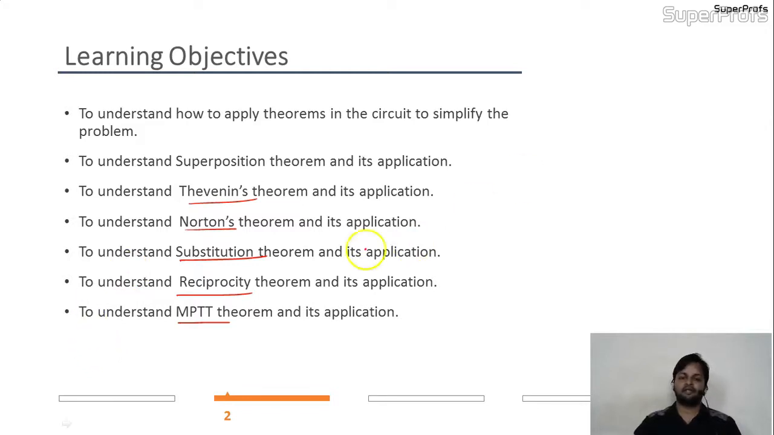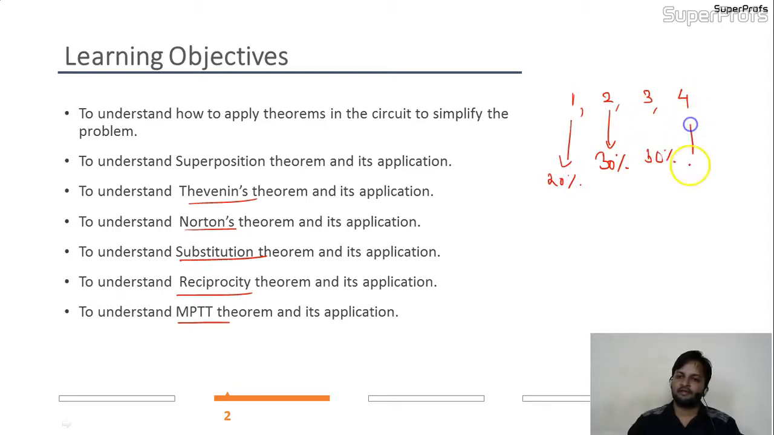We have a total of 4 units, 1, 2, 3 and 4. As far as GATE is concerned, the weightage of this unit is 30%, and this one is 20%. So this second unit is very important. So here we go. We'll start with the superposition theorem first.